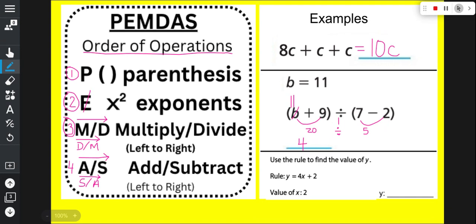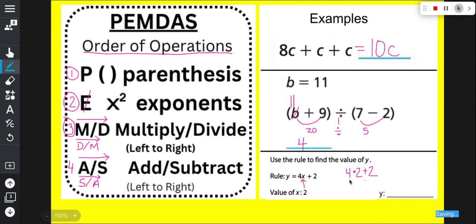The next one is showing what could be seen when we do input-output tables. X represents the input, Y represents the output. So we can use those two variables when we make an equation. In this case, they told us what X is. They said X is 2. Now remember, when we have a number next to a letter, that means we are multiplying. So I'm going to rewrite our equation to say 4 times 2 plus 2, because we put that 2 in instead of the X.